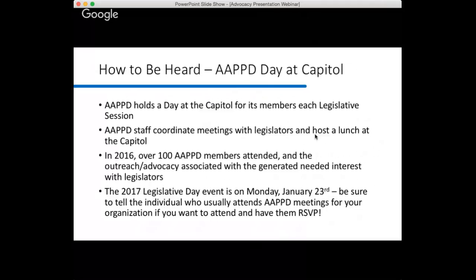If you aren't able to attend Legislative Day, or you want to really have an experience for your own organization, we can certainly work with you to work you into one of the weeks at the Capitol, so that you can bring folks down, have meetings with your legislators, and have that experience.